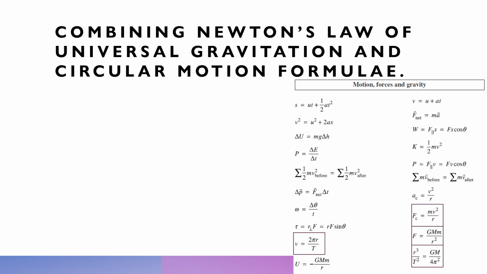The first thing we're going to do is combine the universal gravitation and centripetal force formula. The reason that I'm doing this is because for an orbiting object, the force which is causing the object to orbit is the centripetal force and is solely caused by some sort of gravitational pull.